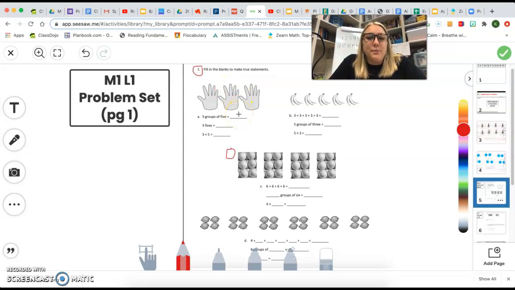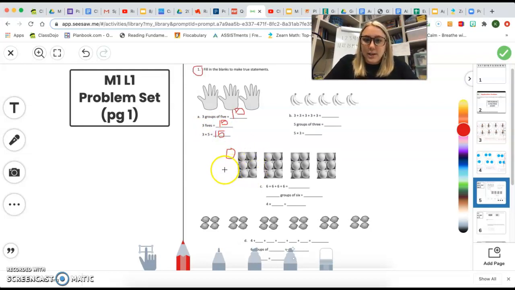There's 3 groups of 5, because we have 5 fingers on each hand. So we can skip group count by 5. So 5, 10, 15, right? So we're going to do 15 right there. And then 3 5s is the same thing, like Miss Fulcher taught you. That's going to be 15. And then 3 groups of 5, that multiplication symbol, is equal to 15.